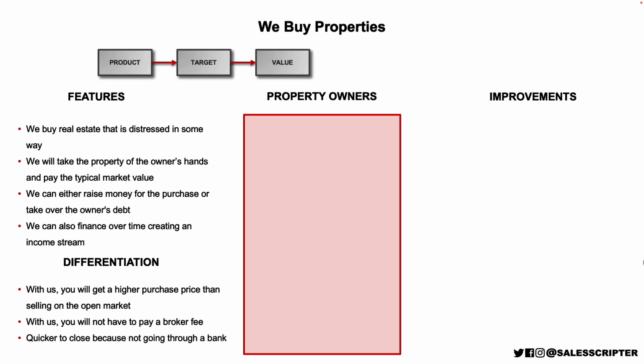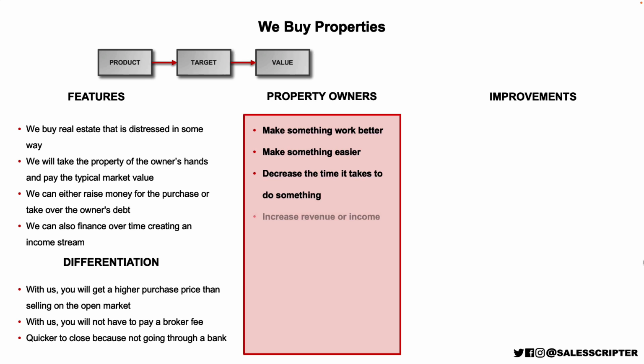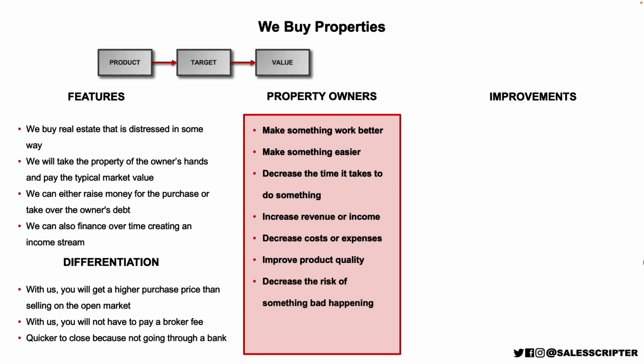And I personally believe that most products and services help in 7 different ways. They help to make something work better, help to make something easier, help to decrease the time it takes to do something, help to increase revenue or income, can help to decrease costs or expenses, can help to improve product quality, can help to decrease the risk of something bad happening, can improve visibility or access to information.